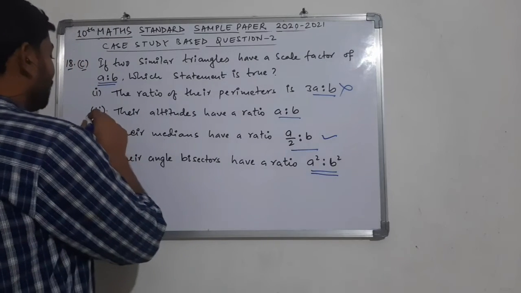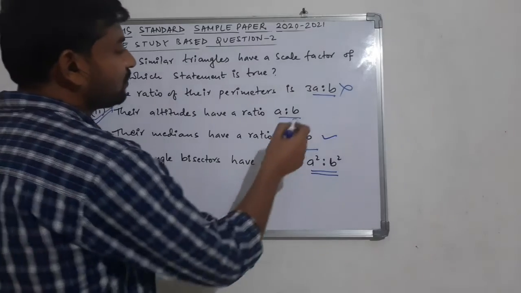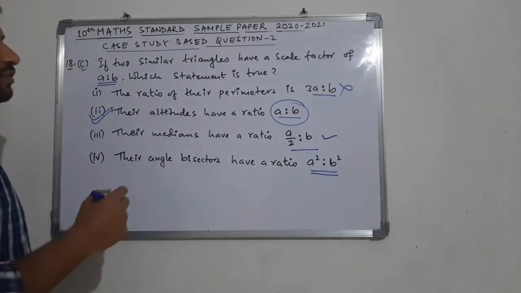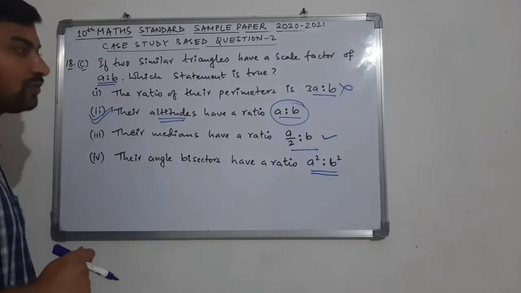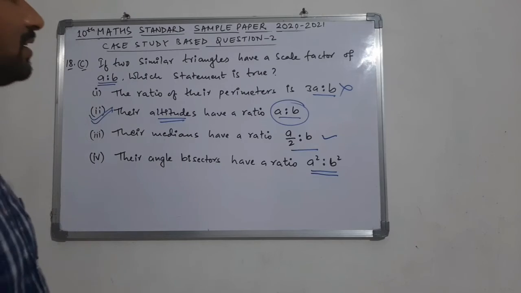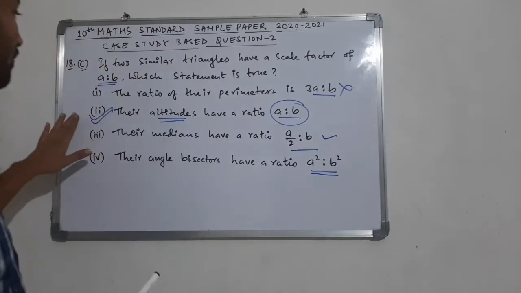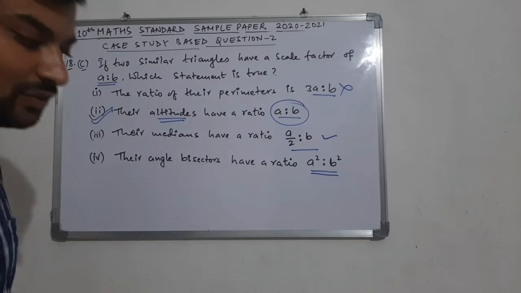So finally we have only one option, that is the ratio of altitudes which is the same as the ratio of their sides, that is the scale factor. So we can say this option is correct. The altitude in two similar triangles is always the same as the ratio of their sides, that is here we define as scale factor. So here the second option is correct. Their altitudes have a ratio A/B.